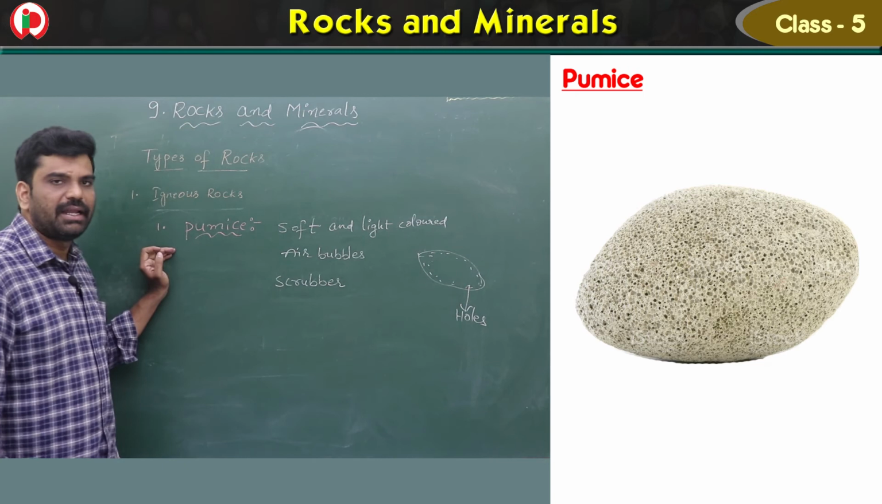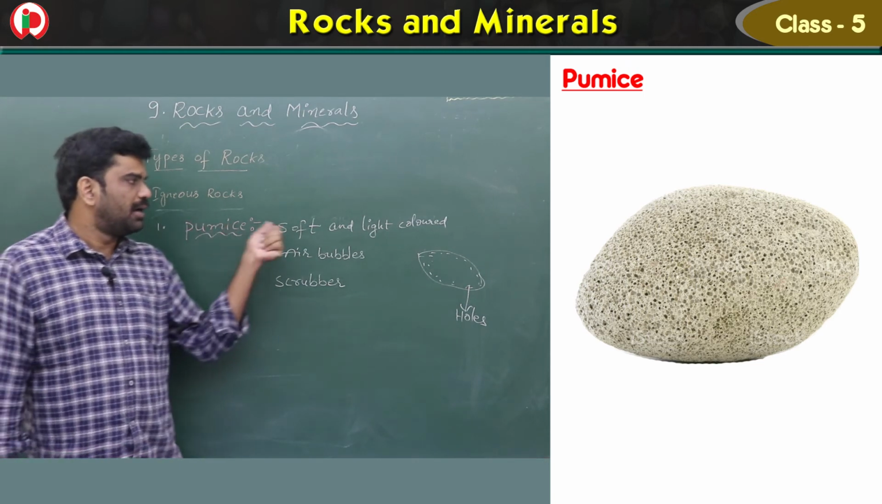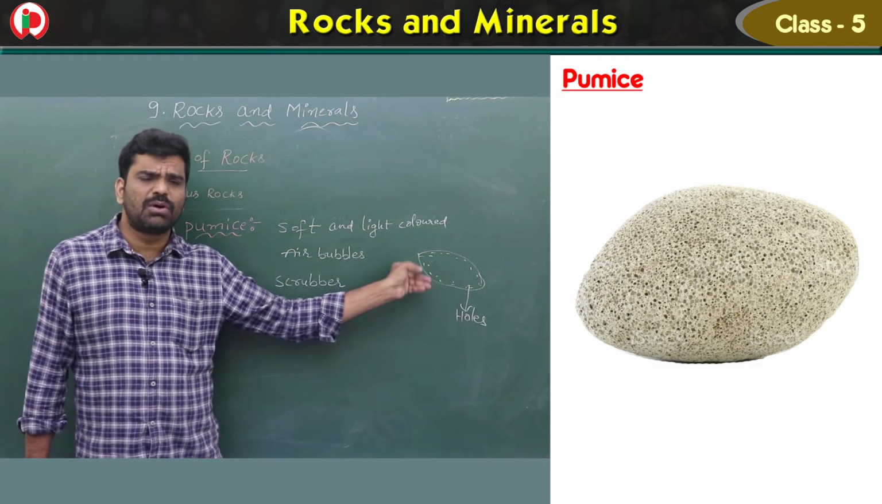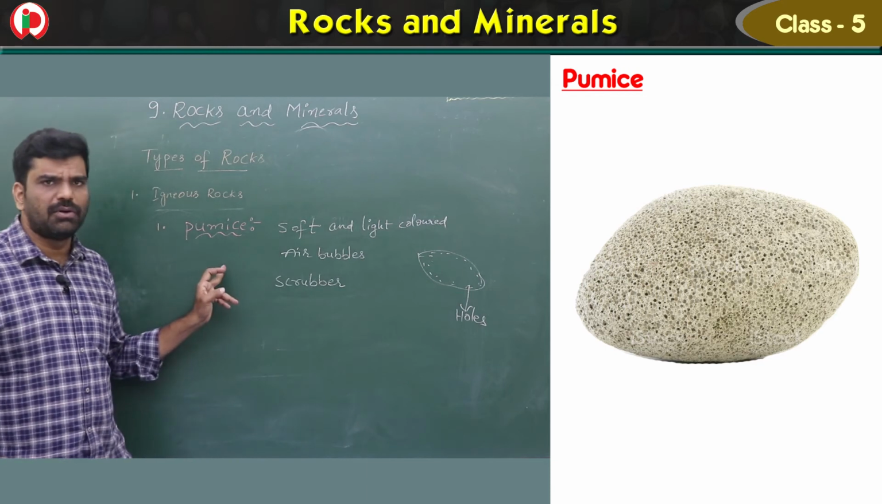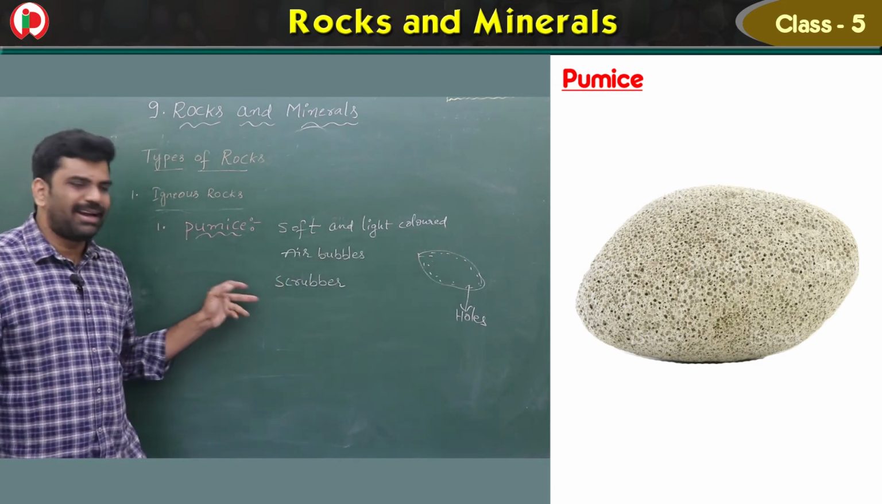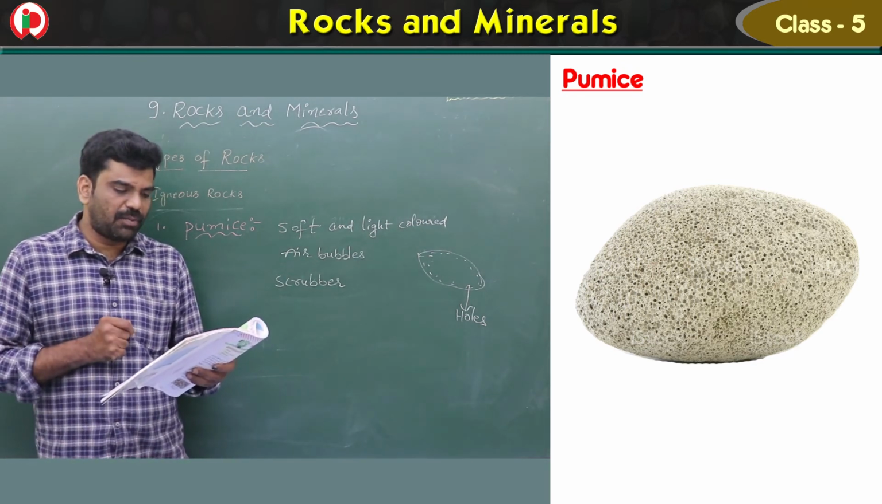So once again I'm telling, pumice is an example of igneous rock. It is soft and light colored, and you can see many holes. These holes are formed due to the air bubbles that are formed at the time of this rock formation, and it is used mainly as a scrubber to remove the rough skin from the body.